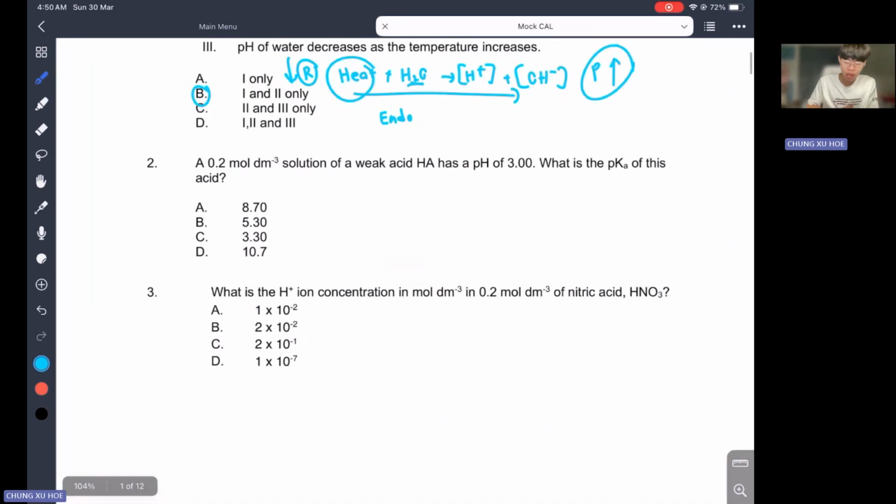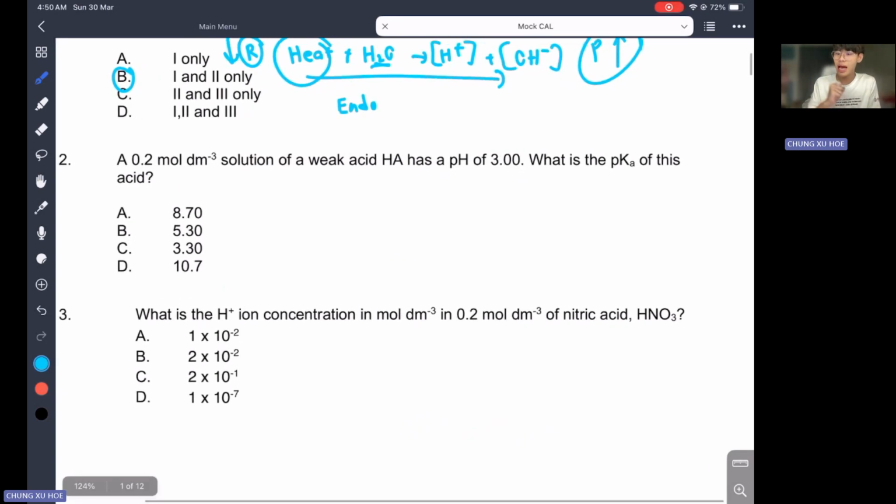Okay, question 2. I know some people can directly substitute into the formula for some types of questions: the H plus concentration equals the square root of Ka times C. But I'm not going to use that method here. I'll use the understanding method, which is slightly longer and time consuming. So I will be using the ICE table as well as the Ka, Kb formula.